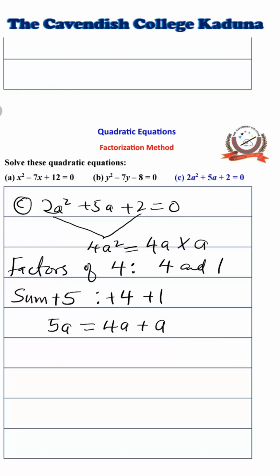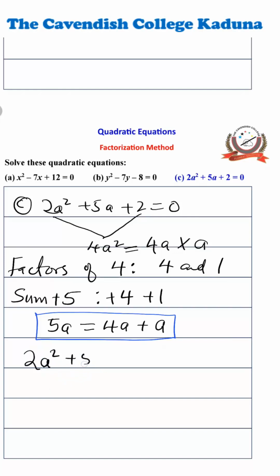So instead of this 5a, we are going to be substituting 4a plus a in the equation. So we have 2a squared plus 5a; instead of the 5a, we replace it with 4a plus a, then plus 2 is equal to 0. So what do we do next?